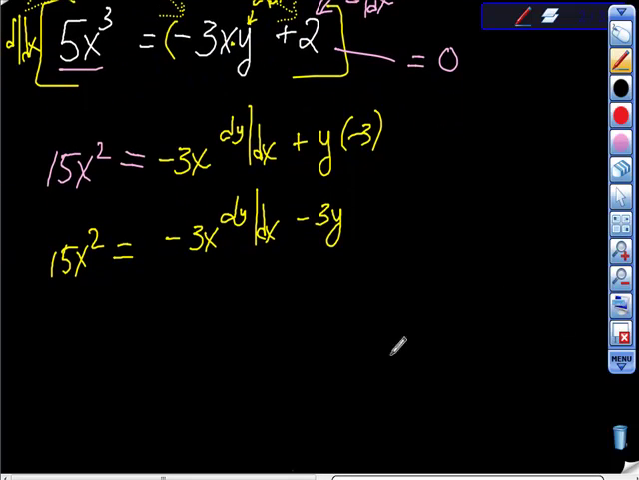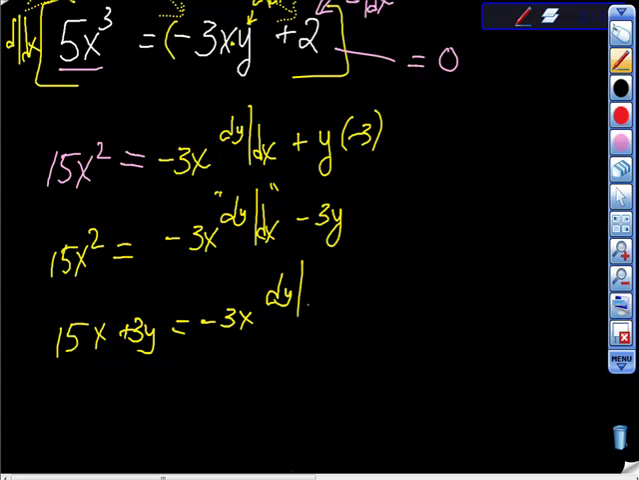So there it is. Remember, our goal is to get dy/dx by itself. So I'm going to add positive 3y to both sides and get 15x squared plus 3y is equal to negative 3x dy/dx.